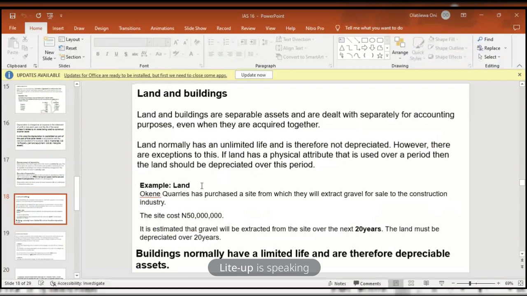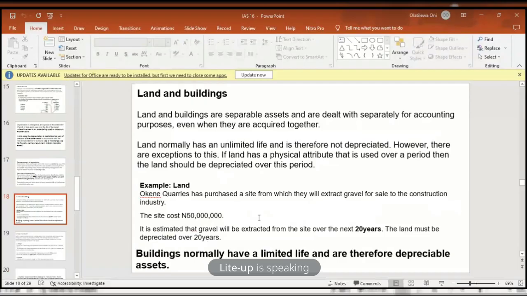Like this example you can see here, Okene Quarries has purchased a site from which they will extract gravel for sale to the construction industry. Say the site cost is 50 million naira. That's how much they bought the land. It is estimated that gravel will be extracted from the site over the next 20 years. The land must be depreciated over 20 years. So if we want to charge every year, 50 million divided by 20 is the depreciation charge for the land. That is the only condition under which depreciation can be charged to land.